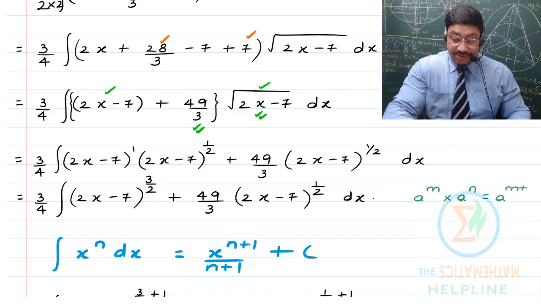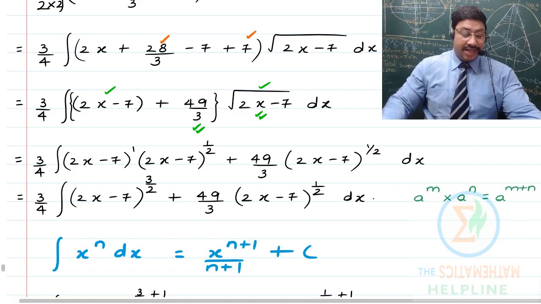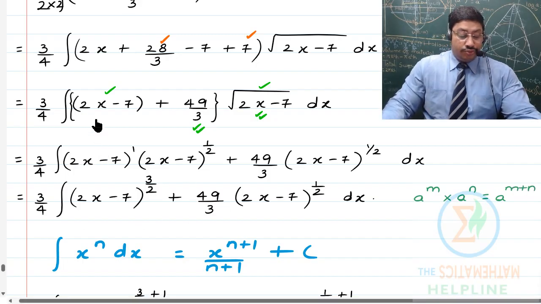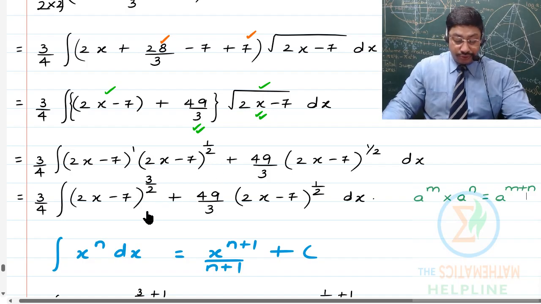And as such, here we have applied this rule, and thus we've got 2x minus 7, which is multiplied with 2x minus 1 raised to the power 1 upon 2, so that makes it 1 plus 1 upon 2, that is 3 upon 2. Next, we have 49 upon 3 just getting multiplied with the third, that is 2x minus 7 raised to the power 1 upon 2.